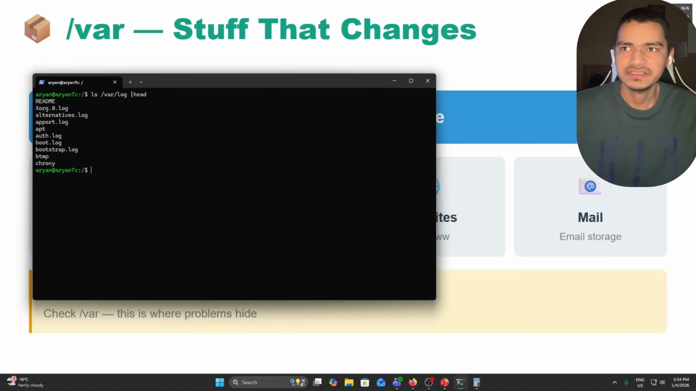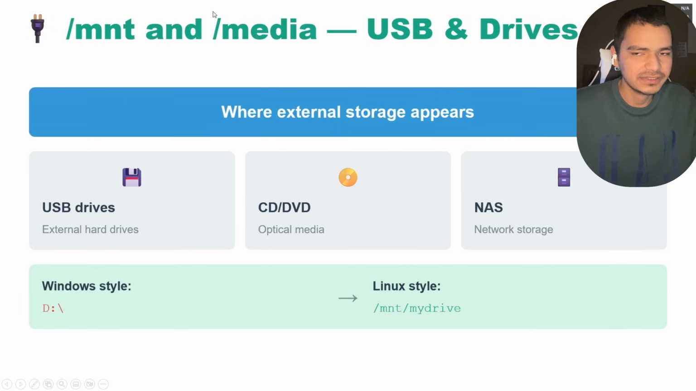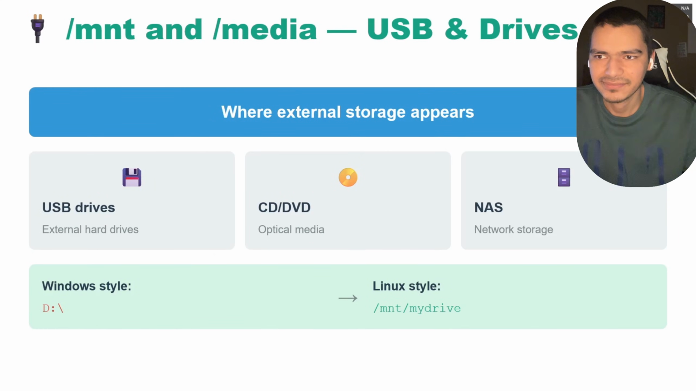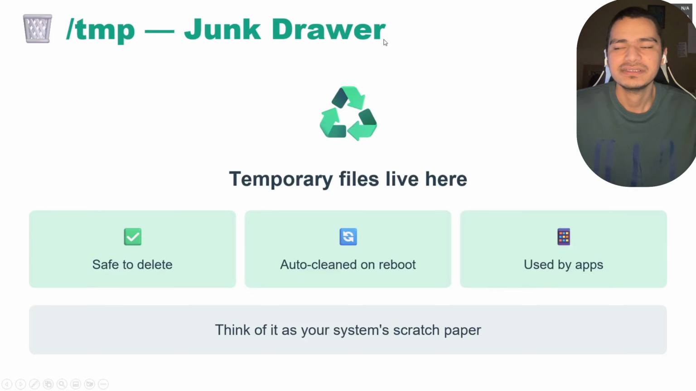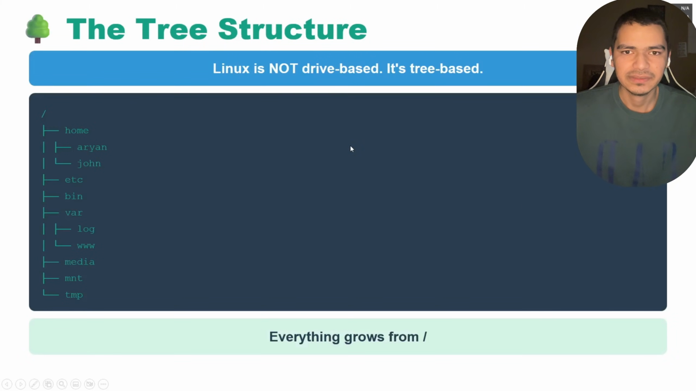So moving along to the /mnt and /media folders, these are pretty much self-explanatory. Whenever you plug in any external USB, external hard disk, DVD drive, or anything like that, they will appear in this directory. And after this is our temporary junk drawer, /tmp. This is where temporary data is stored. Most of this is stored by apps and it is auto-cleaned on every reboot, so you don't even have to worry about it.